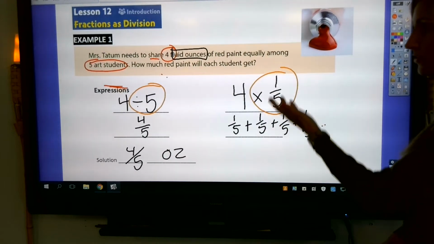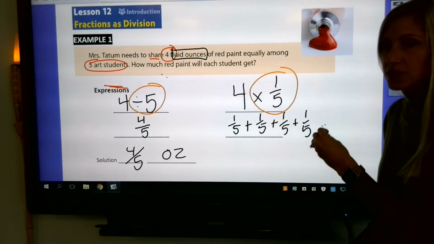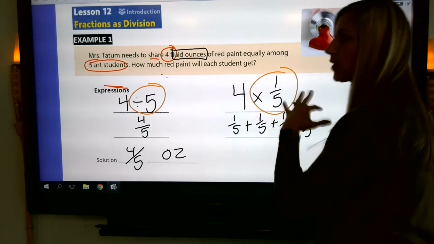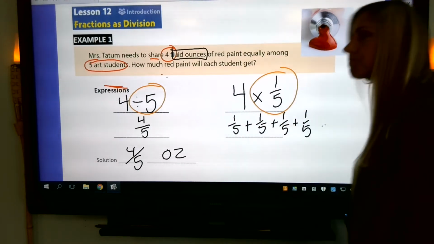So in this particular situation, we had 4 different expressions. So this lesson, you're going to have to figure out what expressions are possible from a story problem and be able to solve it. Let's try another one.